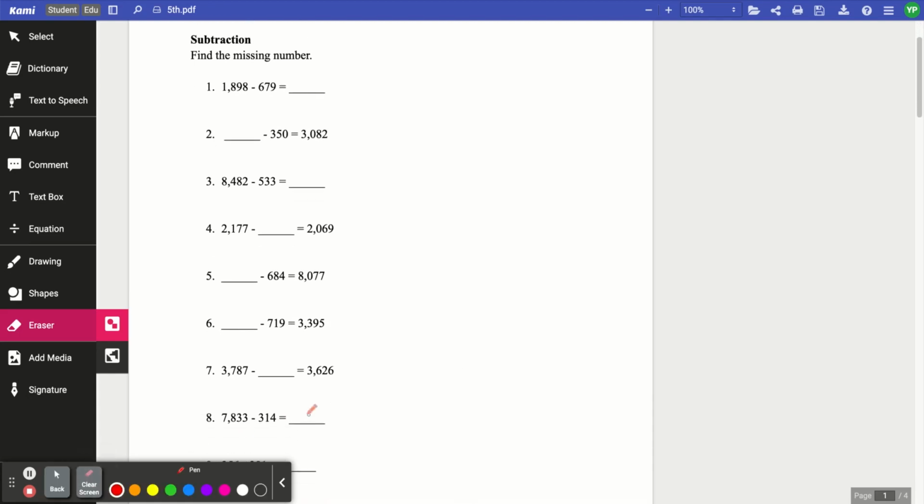And now let's look at the second type of subtraction problem. In the second type, the biggest number is the question mark. Usually it will be the biggest number minus the smallest number equals a smaller number, but in this case the biggest number is the question mark. So all you have to do is the opposite of subtraction. You have to do addition.